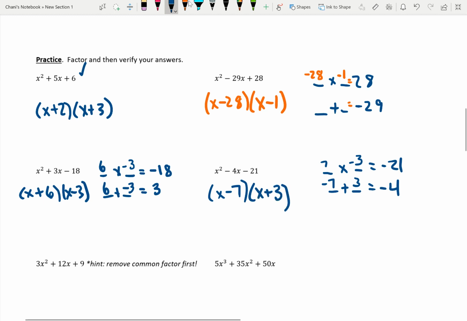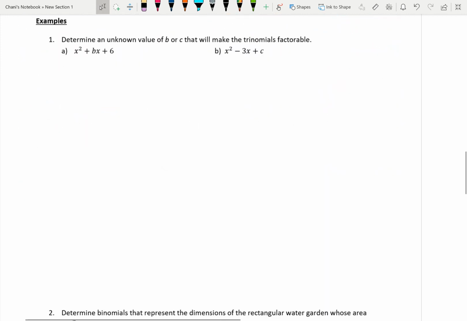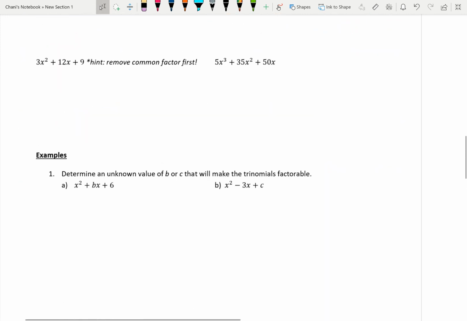Okay, so for these next ones, you have to remove a common factor first. Notice that they are not simple trinomials because they have an a value that is not 1. But you'll notice that in both cases, that a value can be factored out. So in this case, the common factor is 3. So you can take it out and you get x squared plus 4x plus 3.